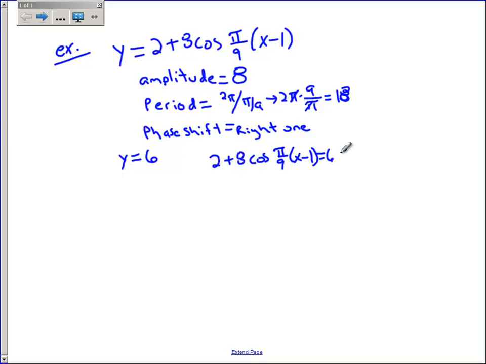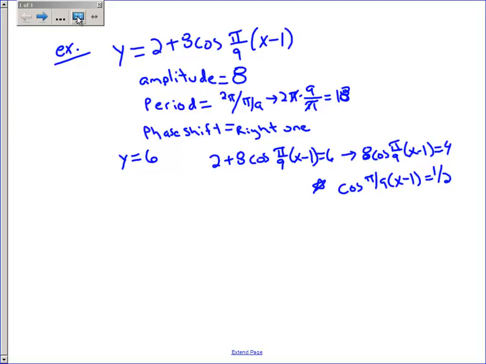Alright, the first thing I'm going to do is subtract 2. So I'm going to have 8 cosine of pi over 9 times x minus 1 equals 4. And then I'm going to divide both sides by 8. So I'm going to get cosine of pi over 9 times x minus 1 equals 1/2. So what I'm going to do now is the arc cosine of both sides. Even though we could do that by hand, I'm going to do that on the calculator. And this step right here is very important whenever you do arc cosine of both sides, because that's where we have to write two equations.